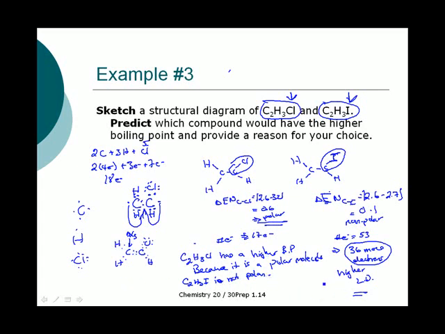You could choose the other way too. You might think that because this London dispersion is so much higher, because it has so many more electrons, you might choose this as having the higher boiling point. But you would say that C2H3I has a higher boiling point because its London dispersion is much higher than C2H3Cl. And that would also be a reasonable answer.